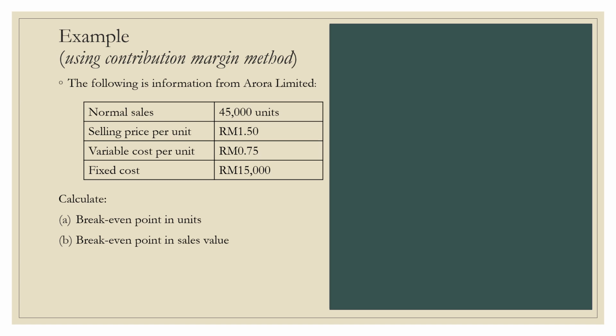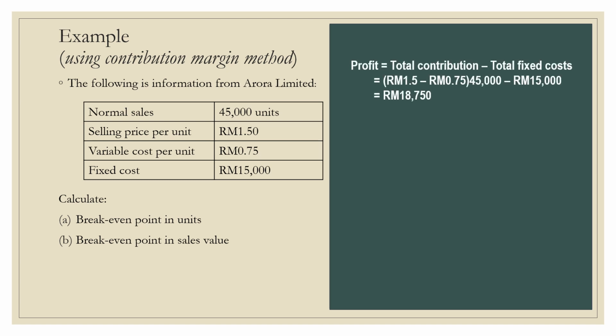If you're using the contribution margin method, the formula is profit equals total contribution minus total fixed cost. It's the same way to see how much the profit will be with the normal sales. It will give the same figure, so the profit is 18,750. But the question asks you in terms of the break-even.